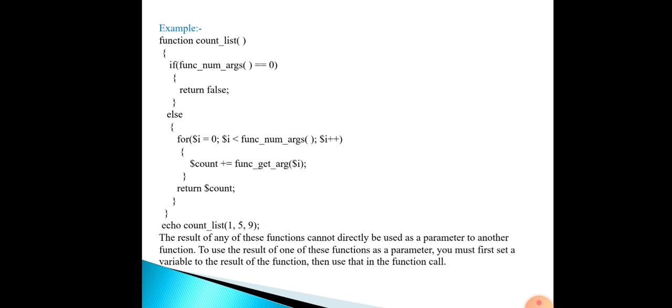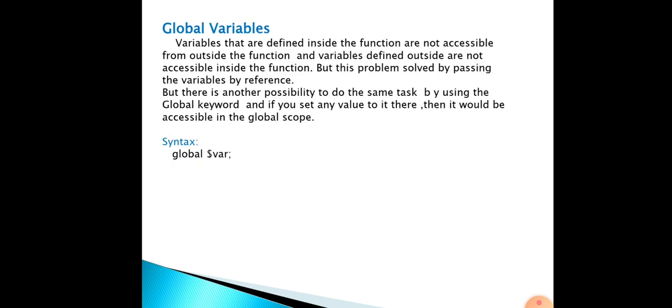The result of any of these functions cannot directly be used as a parameter to another function. To use the result of one of these functions as a parameter, you must first set a variable to the result of the function, then use that in the function call.